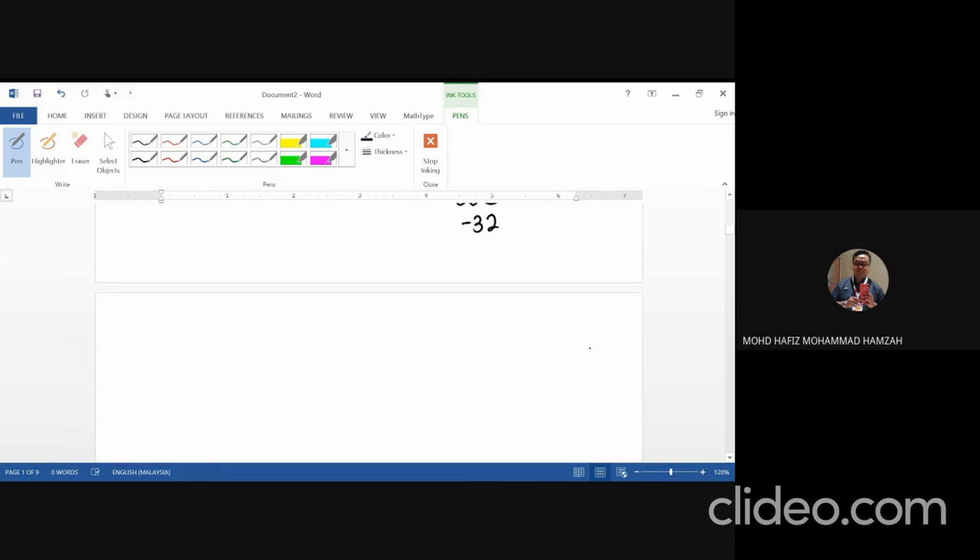So there are 2 more terms. The 7th term, AR to the power of 7 minus 1, which is AR to the power of 6. So A is 5, R is negative 2 to the power of 6. So here we get 64. So 5 times 64, 320.